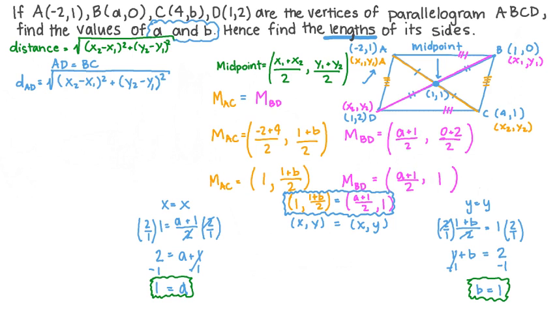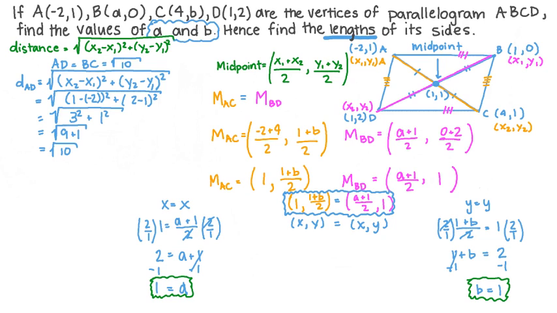A can be our x1, y1, and D will be our x2, y2. That means we'll have 1 minus negative 2 squared plus 2 minus 0 squared. 1 minus negative 2 equals 3. We square that value. 2 minus 1 equals 1, and we square that value. 3 squared equals 9. 1 squared equals 1. And we find that the distance from A to D equals the square root of 10. And by that we know that the distance from B to C equals the square root of 10.